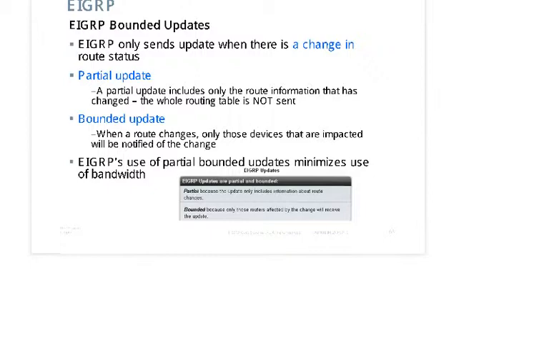They are by default trigger based. So only when there is a network change do we send the update. Partial means it includes only the networks that have changed. And bounded means it gets sent to only the neighbors that get affected by the change. Okay? Any questions?